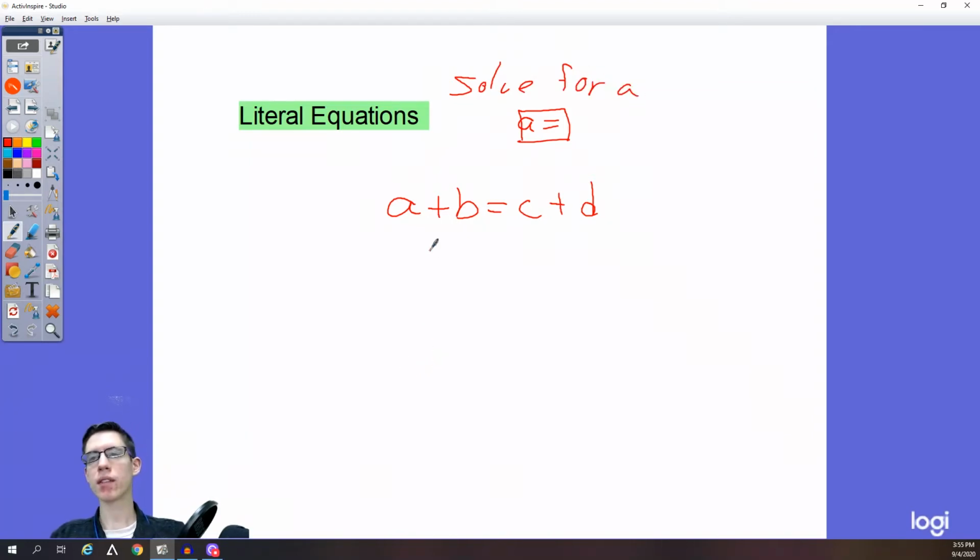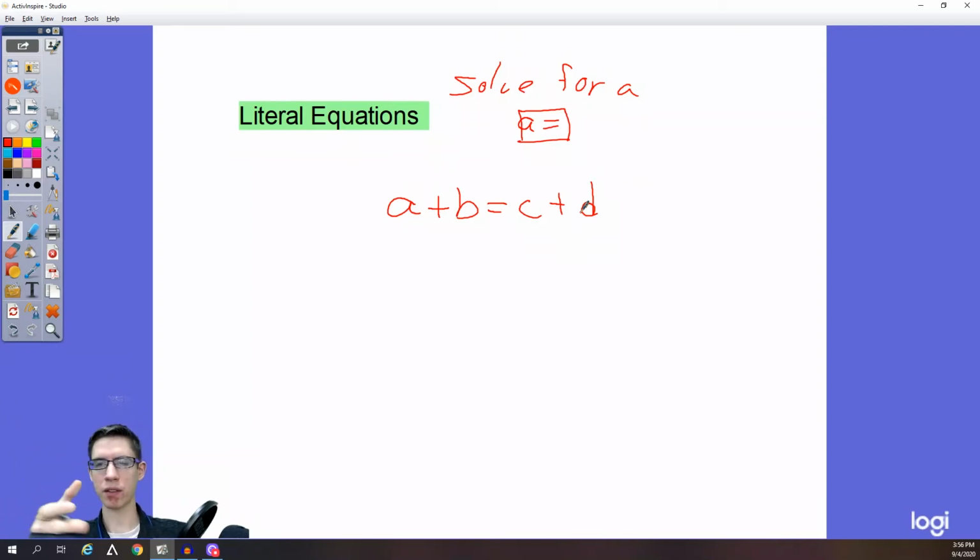Well, as it happens, a actually is almost by itself already. There's only one thing stopping us from having a isolated, and that is this term here with a positive b. We've got a plus b, that's a positive value, and then we've got it equal to c plus d. The way we get a by itself is the same that we would do in any other situation where two terms are added together equal to another thing. I would do opposite processes.